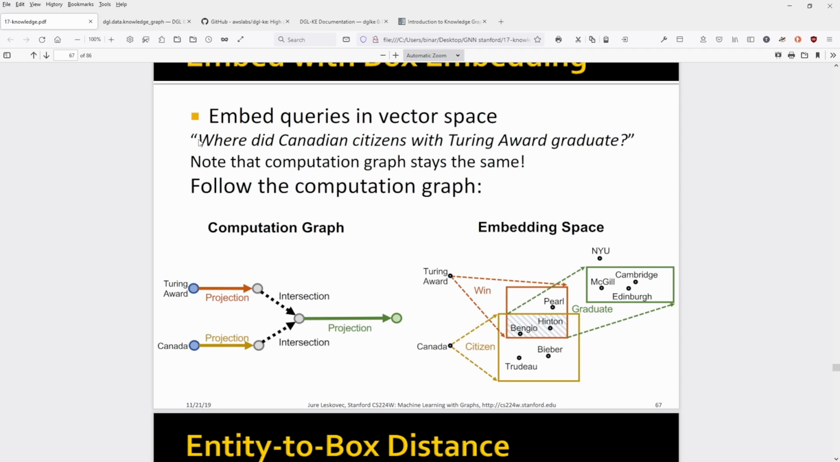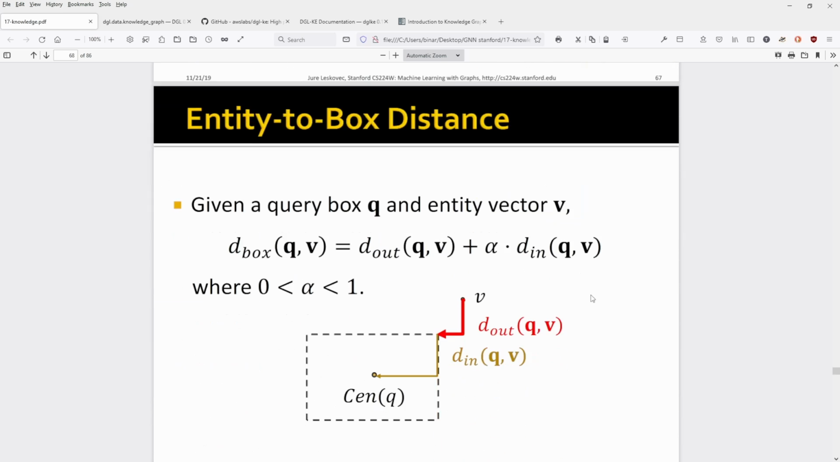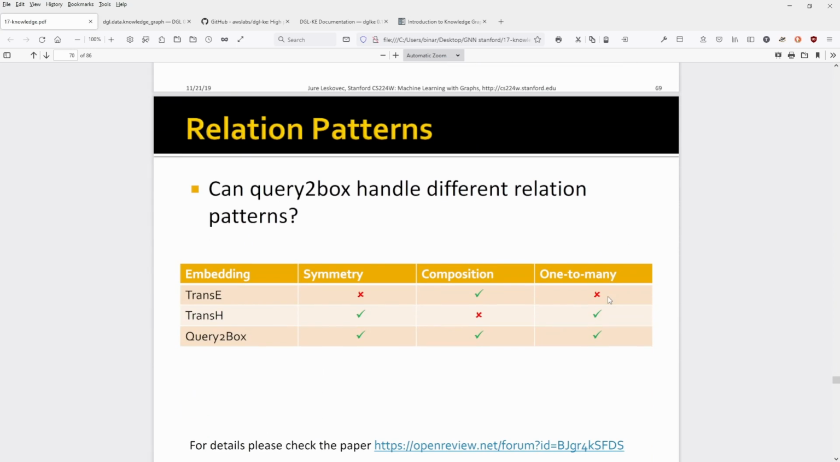So to answer a question, where did Canadian citizens with Turing Award graduate? A rather complex answer with a lot of dependencies and a lot of information stored in the knowledge graph to be able to answer this question. This is the methodology. You construct your boxes around the valid target spaces, and then you just go on from the intersection of the boxes. So do a little bit of mathematics, but there's nothing complex behind it. And you see the shortcomings we had in TransE and TransH model. Now with the query to box, we have checked okay, and okay.